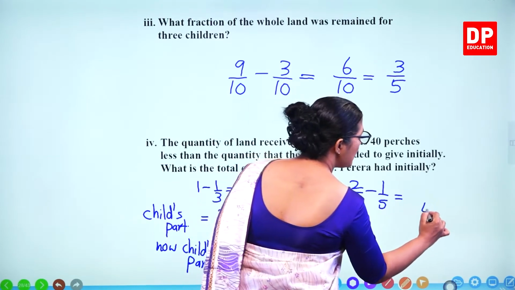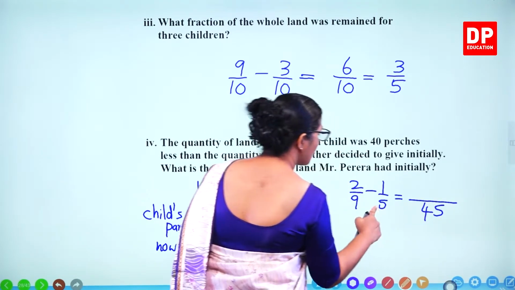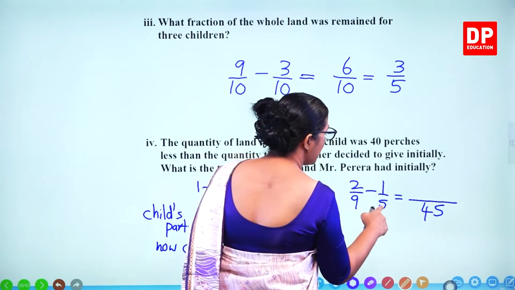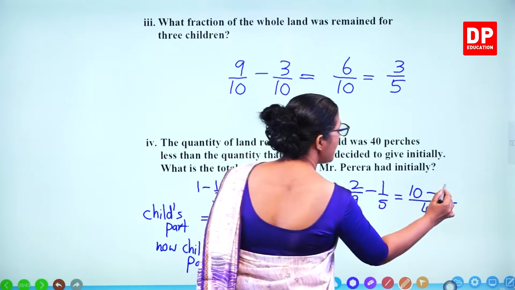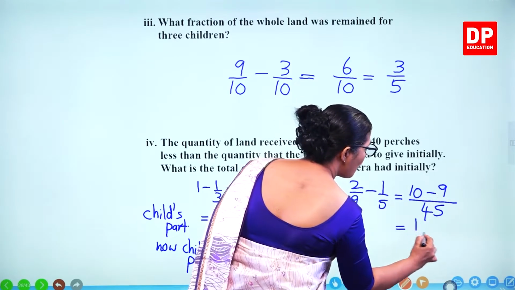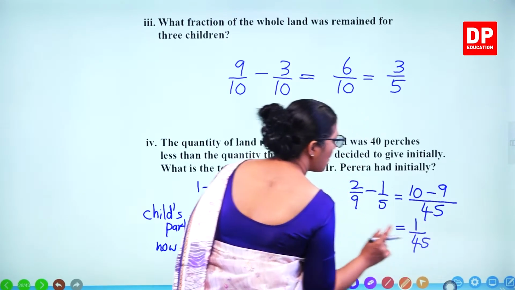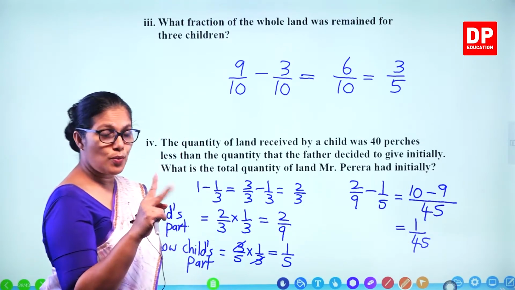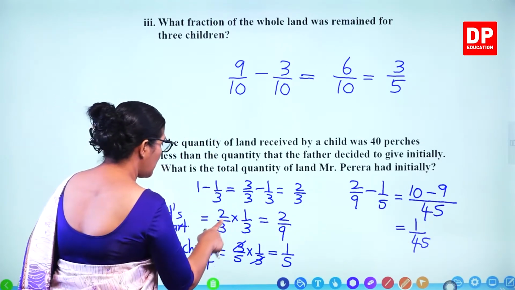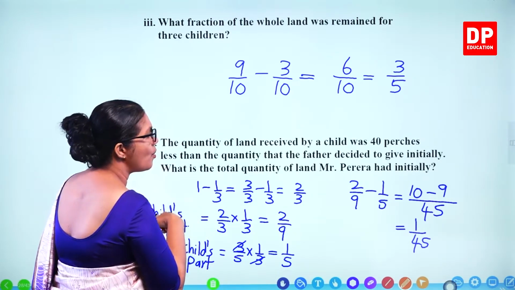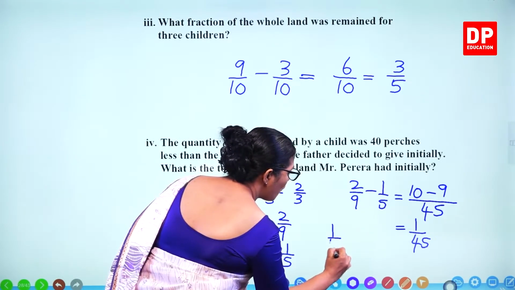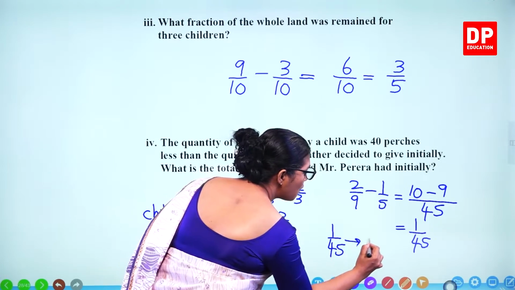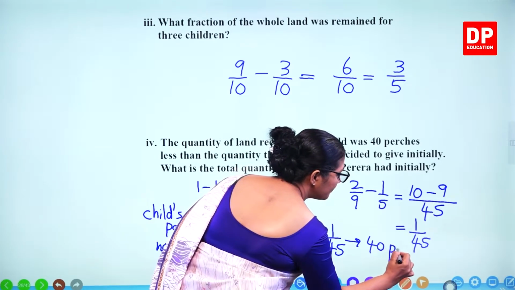Lowest common multiple is 45. So you have to multiply this by 5, and this by 9. Here 5 times 2, 10. This one 9 times 1, 9. So 1 over 45 parts is the difference between the initial part and now one child gets. So that means 1 over 45 parts is 40 perches.